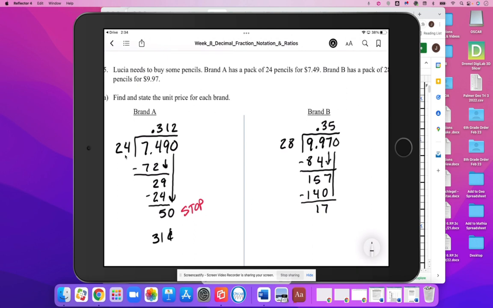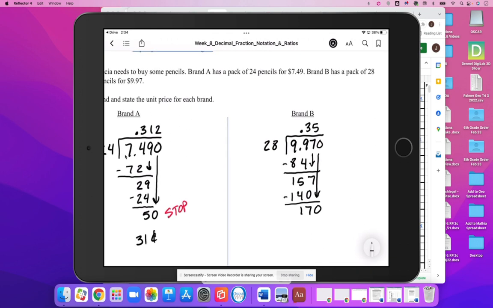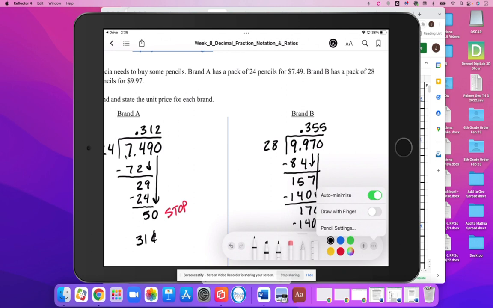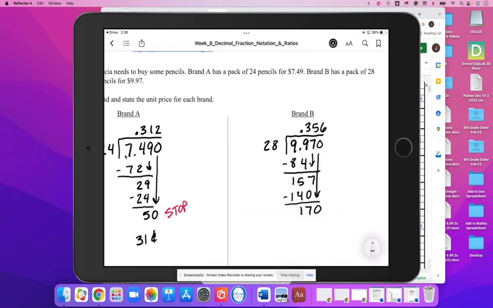So we need to add a 0 since there are no more numbers. Bring that down, 170. That's going to go in there 5 times. And so we'd subtract 140. No, it goes in there 6 times, doesn't it? And so that's an 868. And that's going to leave us with a 2 right there. So we did that correctly.